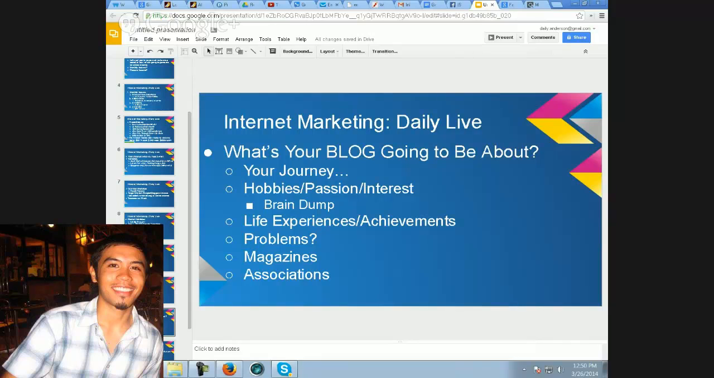So go through a brain dump, write down those passions and interests so that you have a bit of a memory jogger going on. Once again, use life experiences, good and bad, right? Use your achievements, so that it'll give people a clear understanding where you're coming from, what you can do, what you've done, and where you are headed. You can also talk about problems.